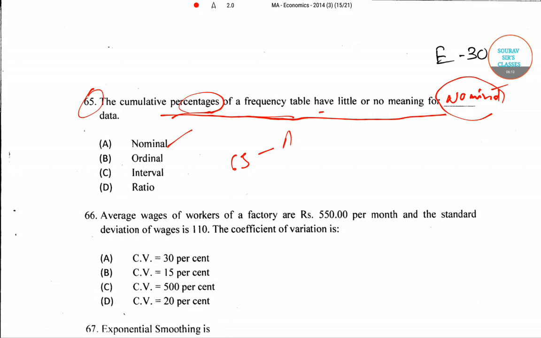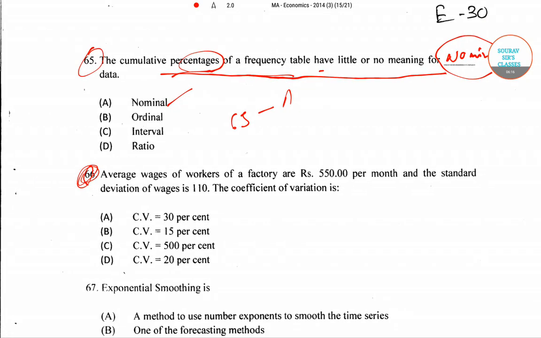Now we'll go to question number 66. In question number 66, it is given that the average wages of workers of a factory are 550.00 per month and the standard deviation of wages is 110. Now we have to find the coefficient of variance. So I'll write down the formula for coefficient of variance, which is CV equal to sigma by x bar.